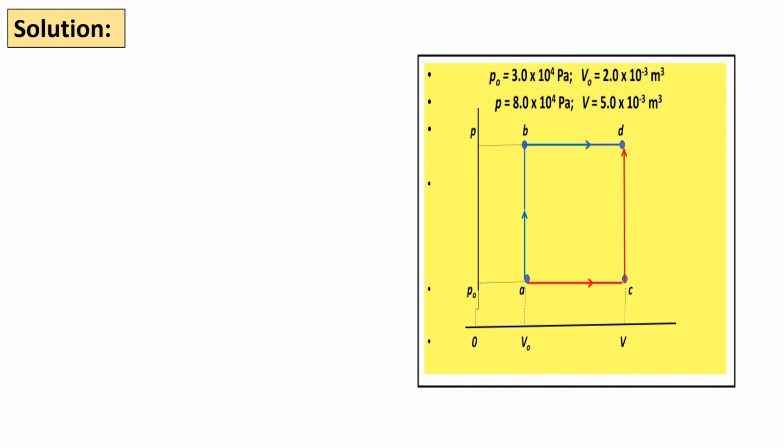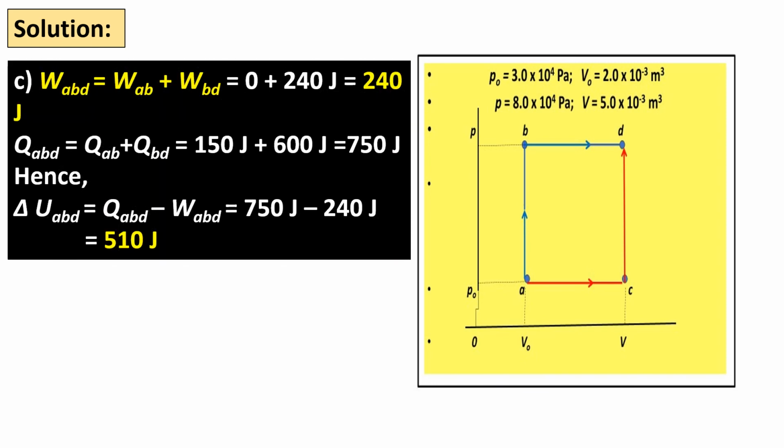For the last question, letter C, we first take note that the answer earlier we got for WABD, which is equal to 240 joules, can be used to determine the change in internal energy along the path ACD. All right, ACD, the one represented by the red arrows.